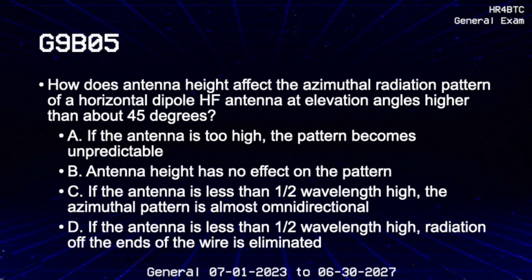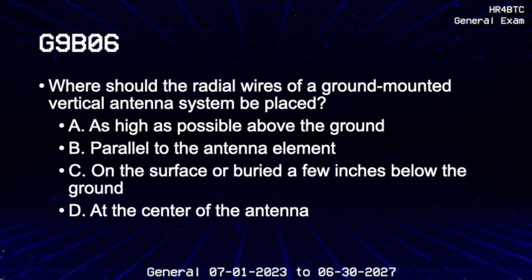How does antenna height affect the azimuthal radiation pattern of a horizontal dipole HF antenna at elevation angles higher than about 45 degrees? If the antenna is less than 1/2 wavelength high, the azimuthal pattern is almost omnidirectional. Where should the radial wires of a ground-mounted vertical antenna system be placed? On the surface or buried a few inches below the ground.